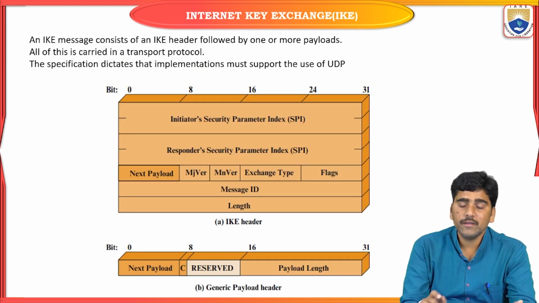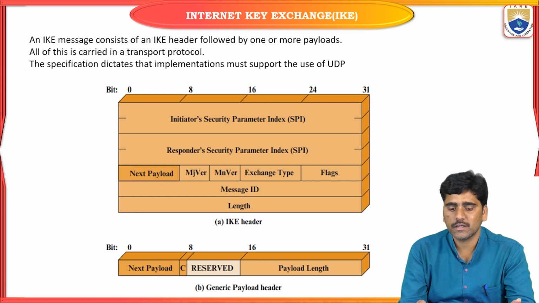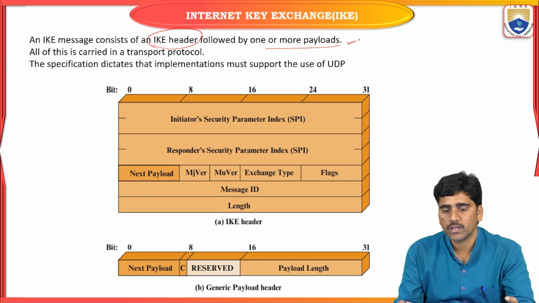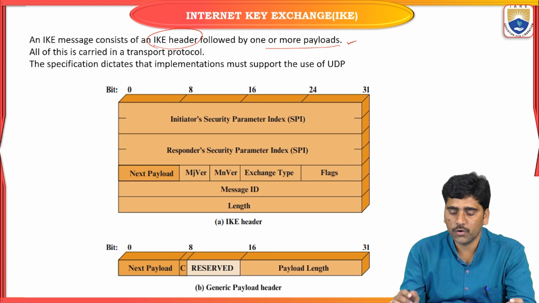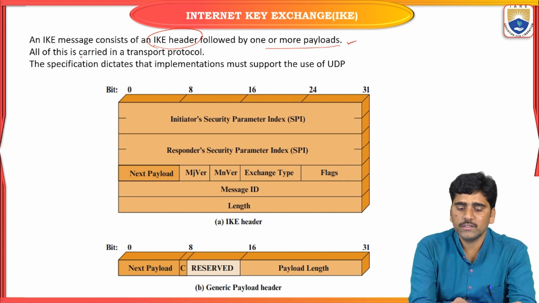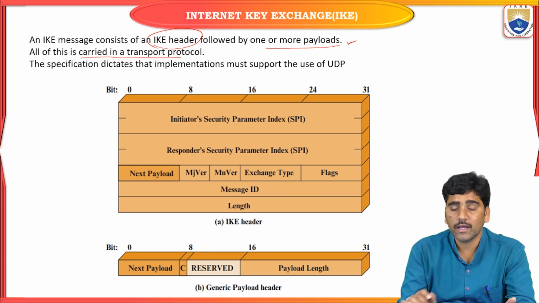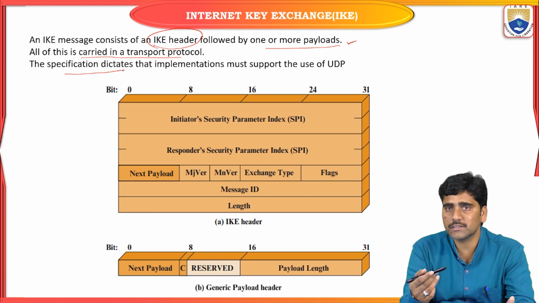An IKE message consists of an IKE header followed by one or more payloads. All of this is carried in a transport protocol. The specification dictates that implementations must support the use of UDP.